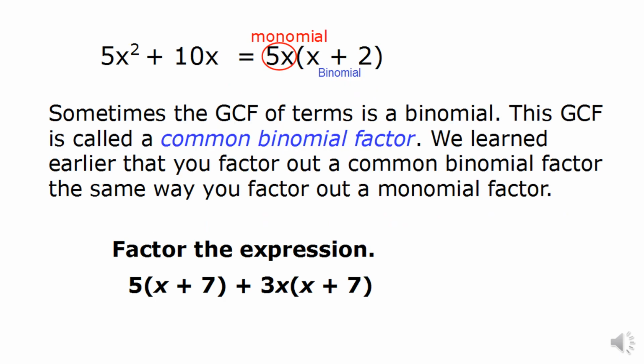Okay, so sometimes the GCF of a term is a binomial. This GCF is called a common binomial factor. We learned earlier that you can factor out a common binomial factor the same way you factor out a monomial factor. So if I was going to factor this expression down here, here's my common binomial factor, and I would factor it out, and you could put it in the front, and you put what's left in the second parentheses.